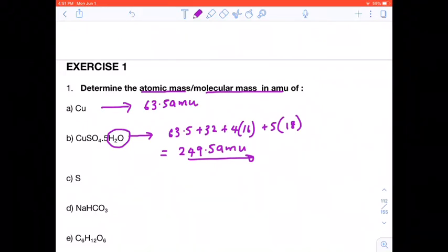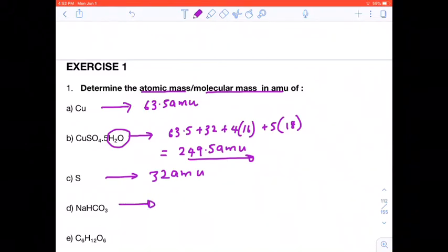Now let's look at sulfur, right? Sulfur, if we look at sulfur, sulfur would be 32 AMU, right?